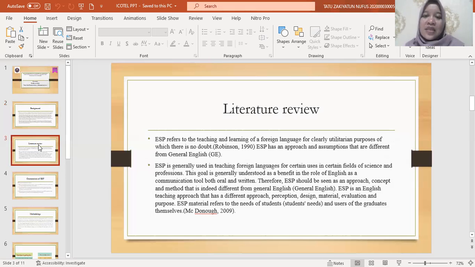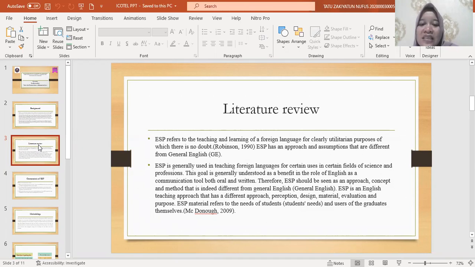And the next is the literature review. It's focused on ESP, which refers to the teaching and learning of a foreign language for clearly utilitarian purposes, of which there is no doubt. ESP has an approach and assumption that are different from general English, or we say EGP. ESP is generally used in teaching foreign languages for certain use in certain fields of science and professions.